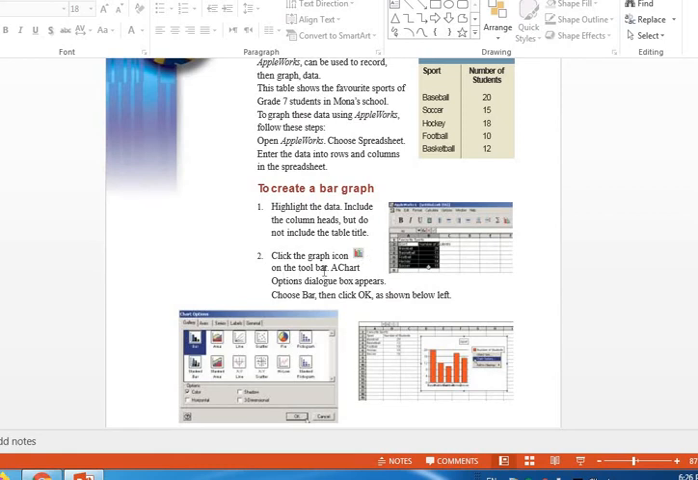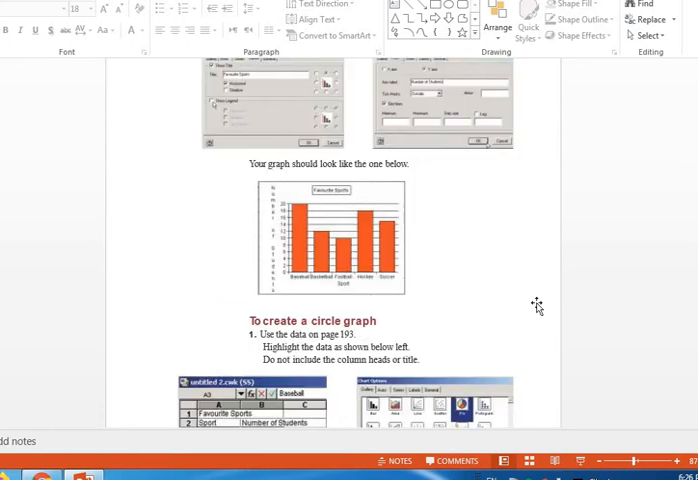So on the toolbar, a chart options dialog box appears. Choose bar, then click OK as shown below to the left. Here, what should be done, I will tell you now.